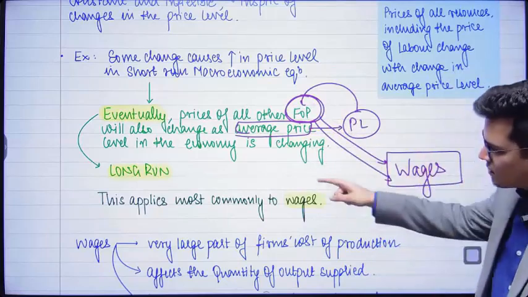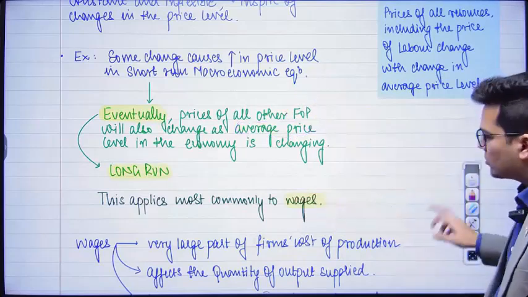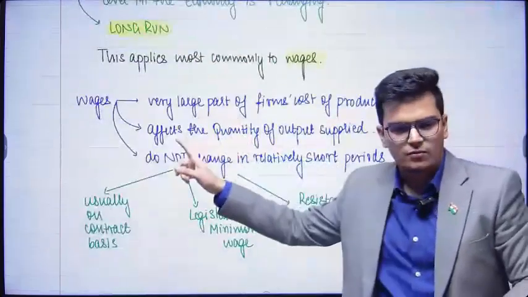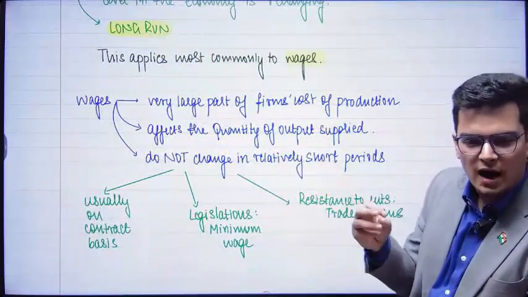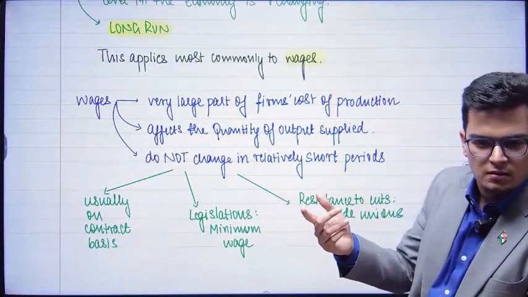अब wages पे क्यों common नहीं apply करता था? Because एक तो they were a very large part of the firm's factor of production and they were sticky and they did not change in a short period. आराम से change नहीं होते थे, right?